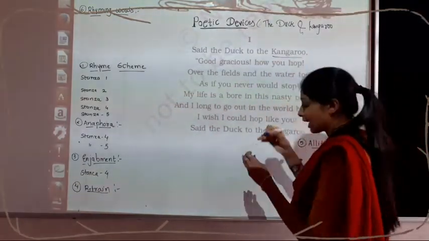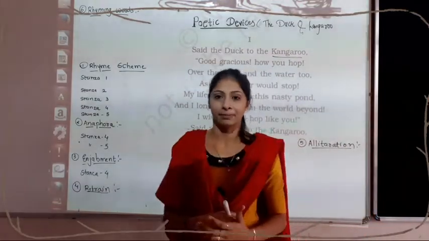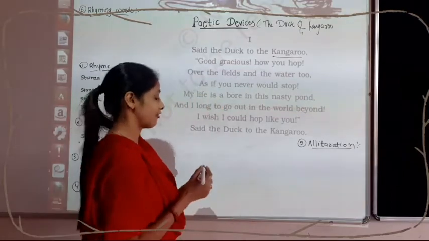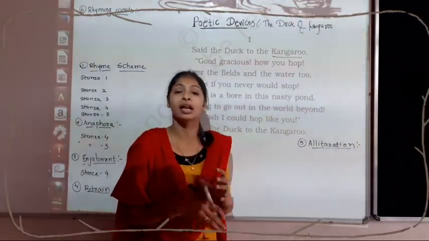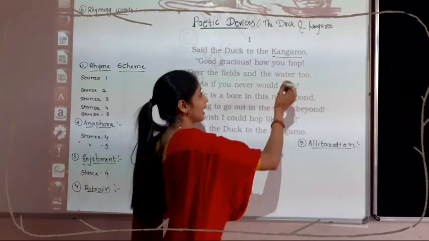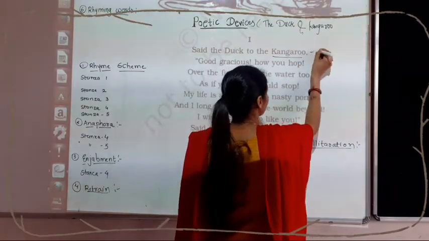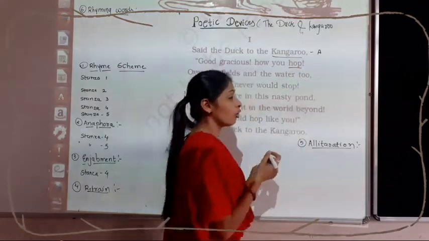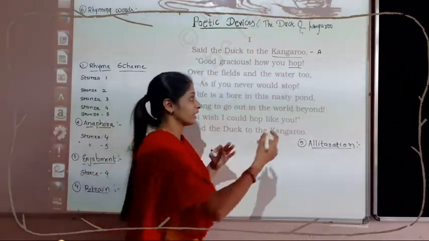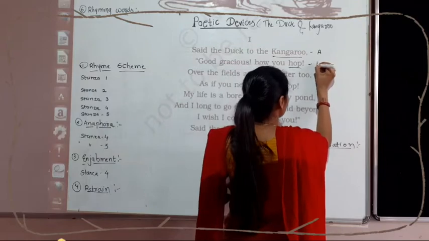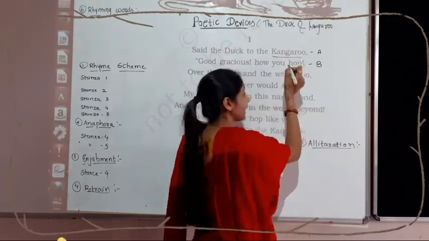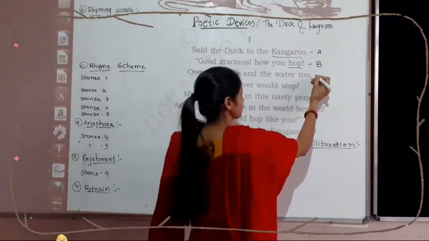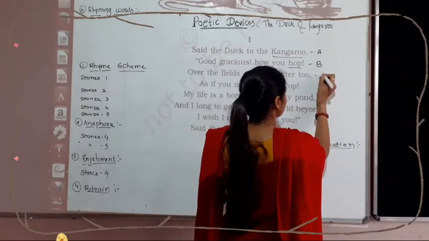As we know, to find a rhyme scheme we use letters. The first pronunciation gets the first alphabet. Here kangaroo is the first pronunciation, so we use A. Then kangaroo and hope: both pronunciations are different, so we use another letter, B. A, B. Now kangaroo and two: the last sound is the same, so we use the same alphabet, A.